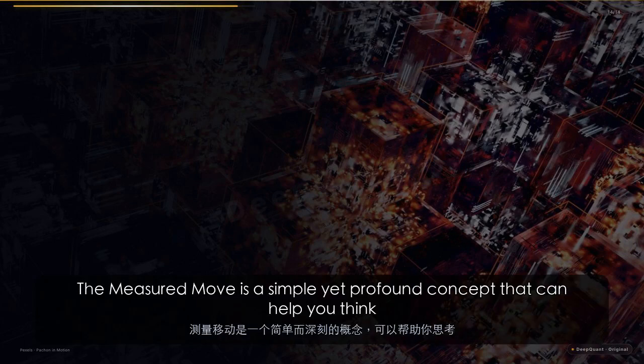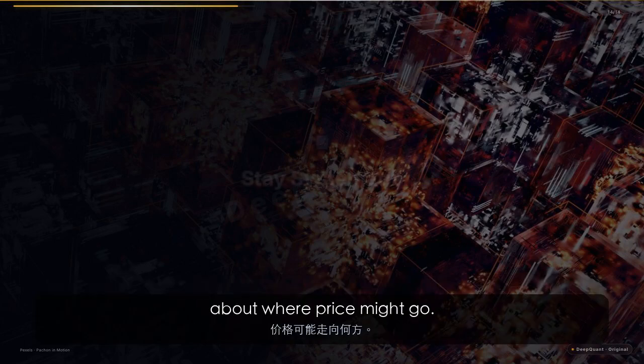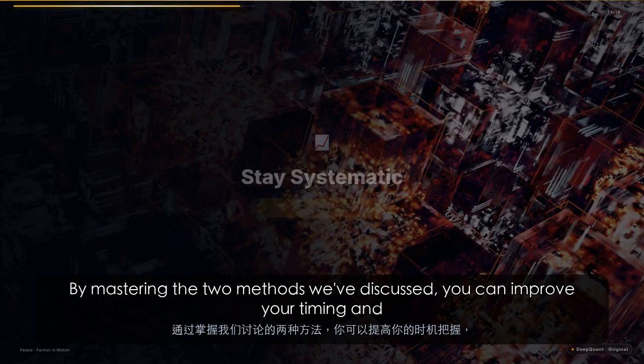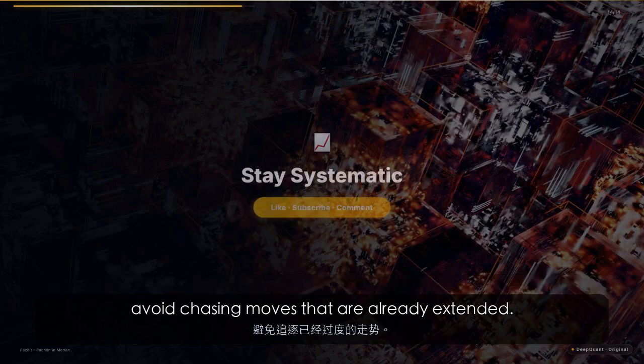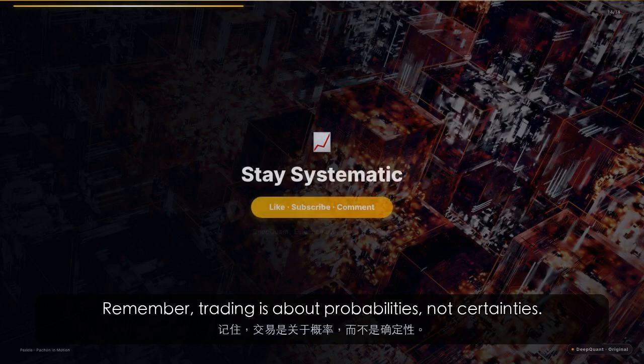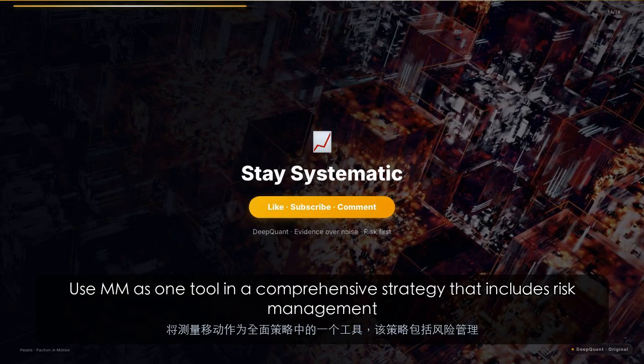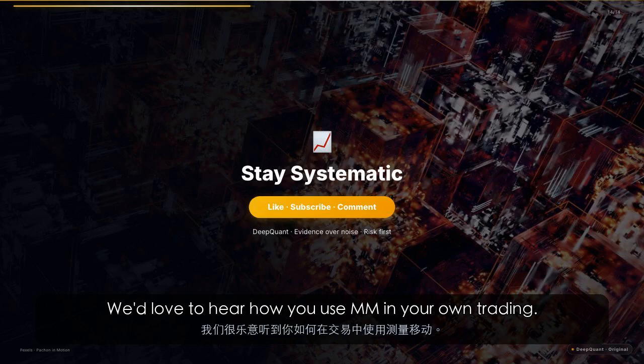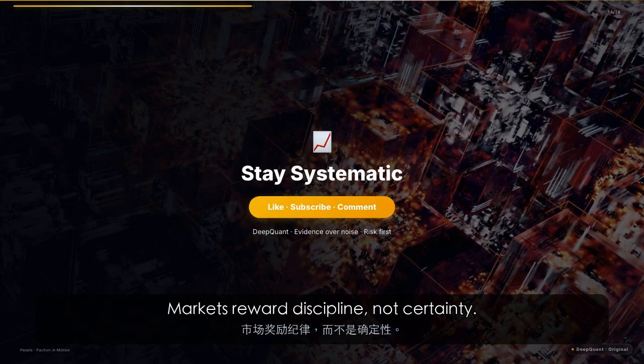The measured move is a simple yet profound concept that can help you think about where price might go. It's not a crystal ball, but a framework for understanding market structure. By mastering the two methods we've discussed, you can improve your timing and avoid chasing moves that are already extended. Remember, trading is about probabilities, not certainties. Use it as one tool in a comprehensive strategy that includes risk management and emotional discipline. We'd love to hear how you use it in your own trading. Markets reward discipline, not certainty.